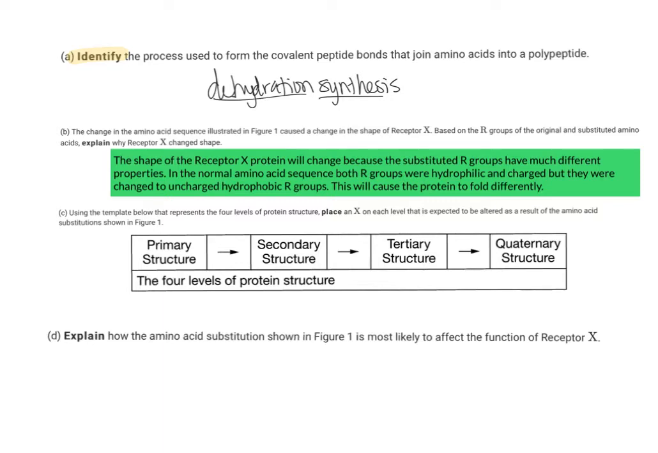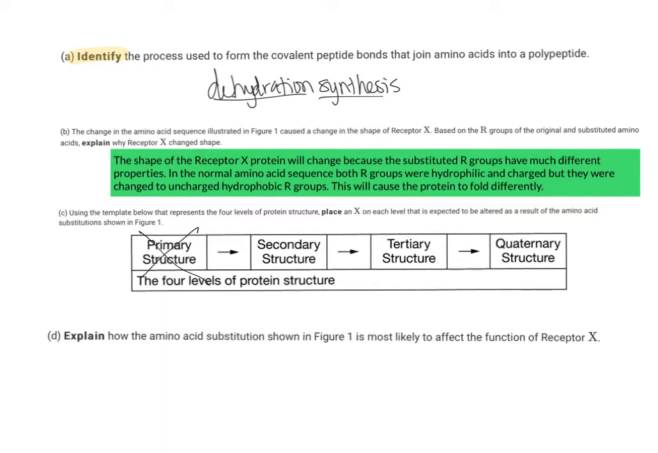It says, using the template below that represents the 4 levels of protein structure, place an X on each level that is expected to be altered as a result of the amino acid substitutions in figure 1. All we need to do here is not explain, but just place an X. So first of all, we know that the primary structure was definitely changed because the primary structure is just the amino acids connected by peptide bonds. So we had 2 amino acids substituted. So the primary structure was definitely changed.